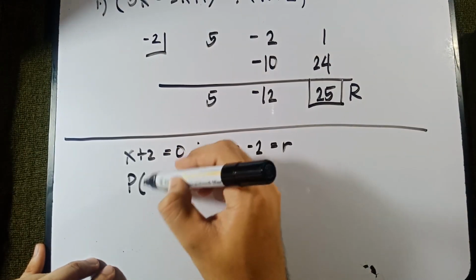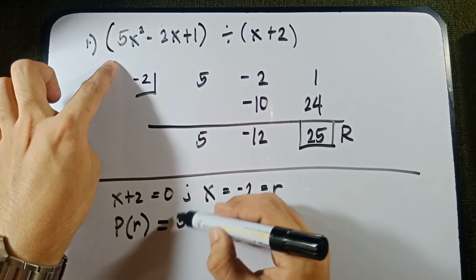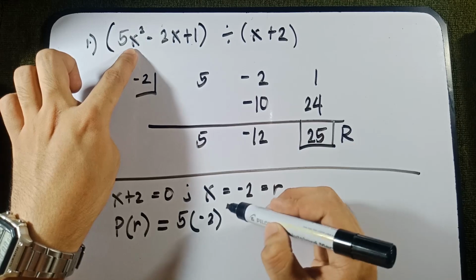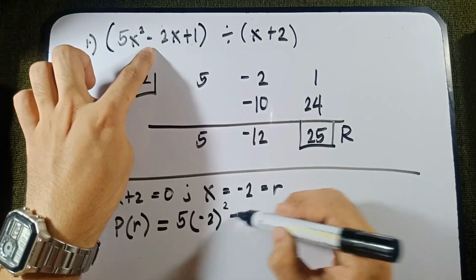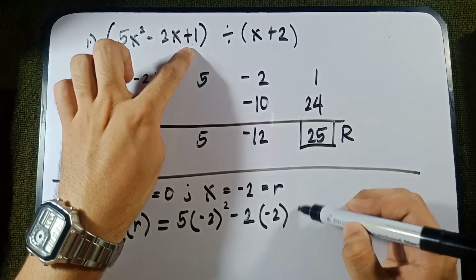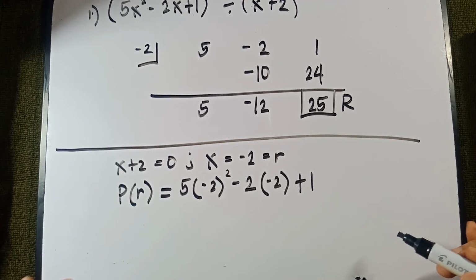Meaning, P of R now is 5. Copy natin yung 5. Tapos yung X ay magiging negative 2 squared minus 2. Yung X magiging negative 2 plus 1. So, that is how we solve for P of R.